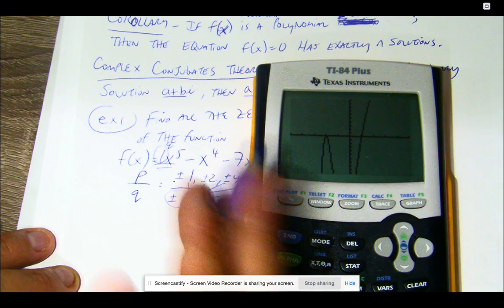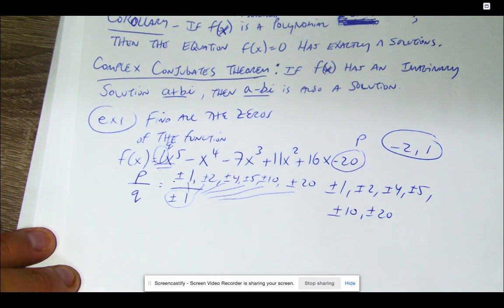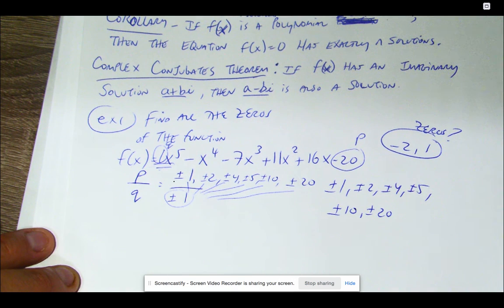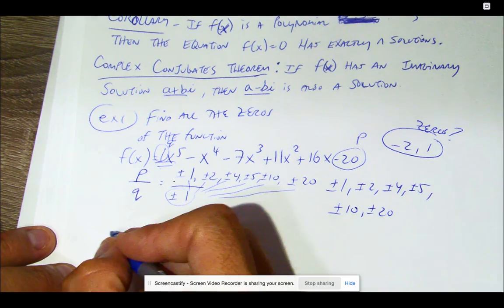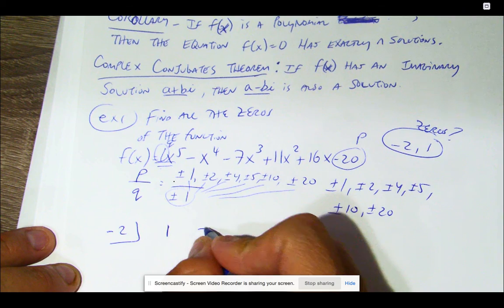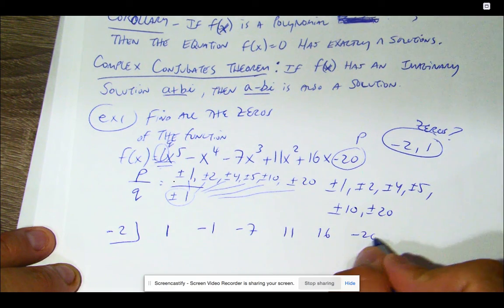Now keep that in mind. I'm going to write negative 2 and 1 on here because it looks like those are places where they're crossing. I'm going to put zeros and write a question mark. That's just from using an educated guess from looking at the calculator. Okay, so I am going to pick negative 2, and I'm going to make the list of my coefficients: 1, negative 1, negative 7, 11, 16, negative 20.